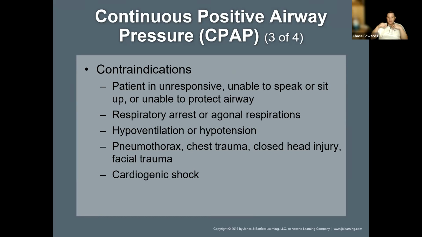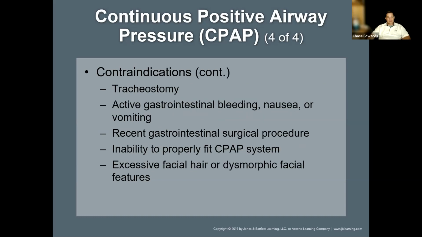Signs and symptoms of pneumothorax or a chest trauma. You don't want to use it then. And then closed head injury. You don't want to use it at that point. Facial trauma or cardiogenic shock. You don't want to use it at those points either. Tracheostomy. Not really going to do you any good, right? Active gastrointestinal bleeding, nausea or vomiting. It's not going to be a good thing to use it on. History of gastrointestinal surgery or surgical procedure. You don't want to use it on there.